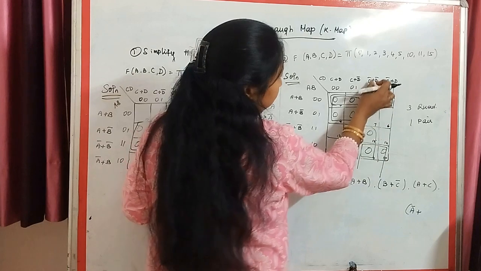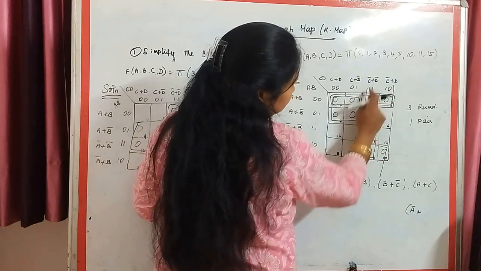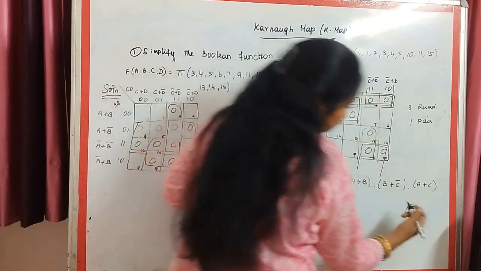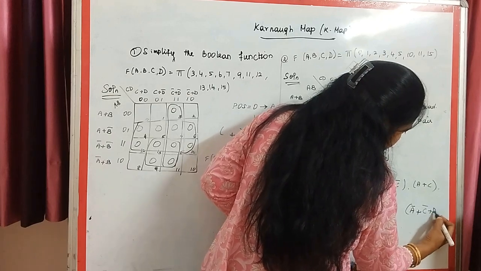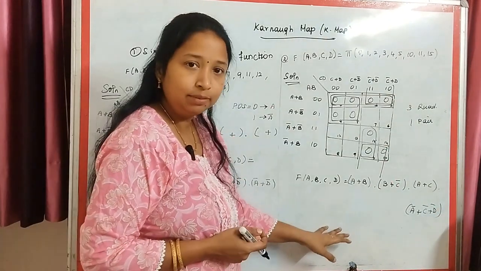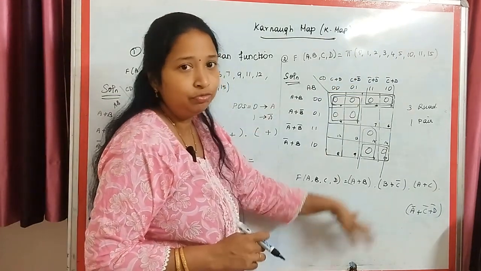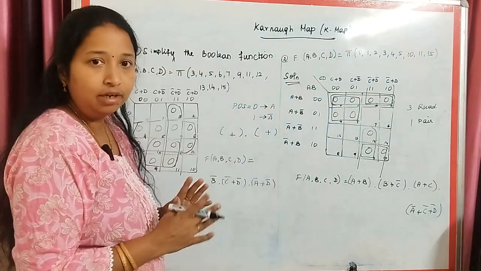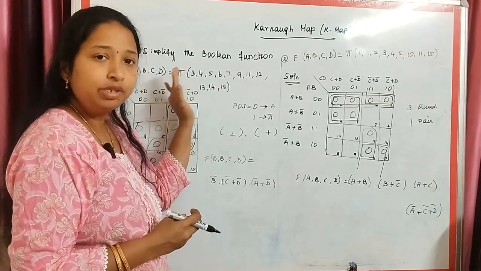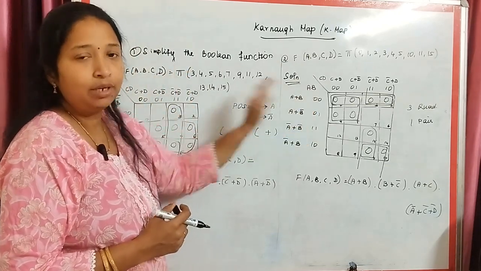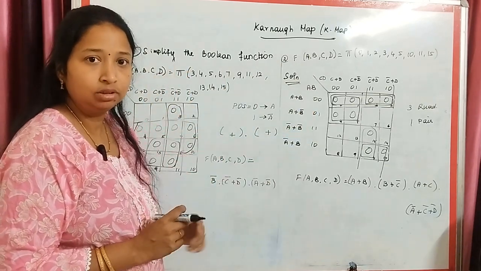Plus, check on the horizontal as well. Which is common for this bar? This is C bar and D bar. So C bar plus D. Is it clear how to write the expression for a given Boolean function? This is the simplified Boolean expression for the given function. I hope you're clear now with how to solve a K-map using SOP and POS and how to derive the simplified Boolean expression. Is it clear?